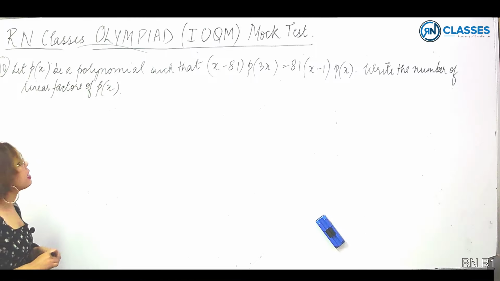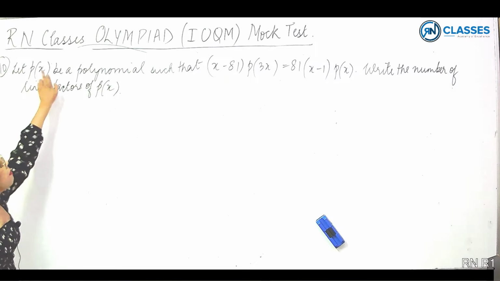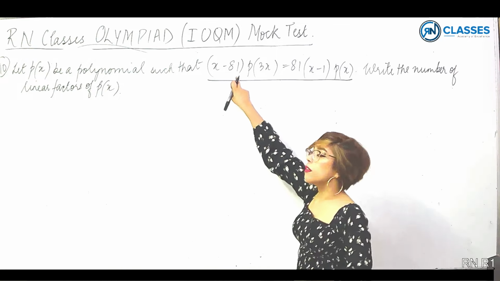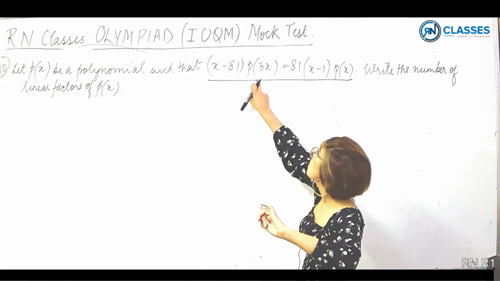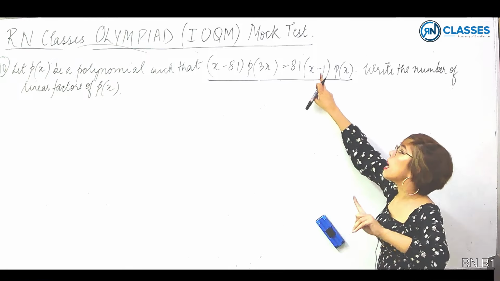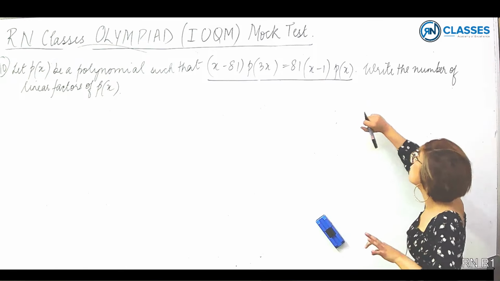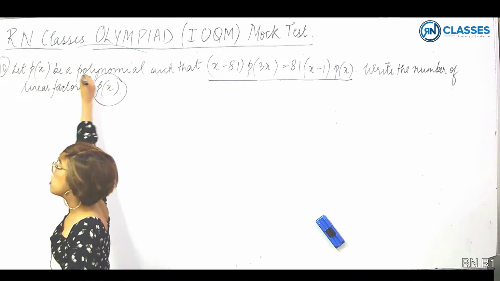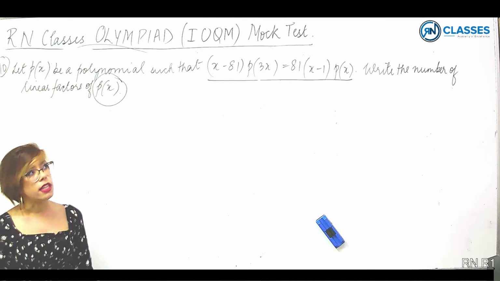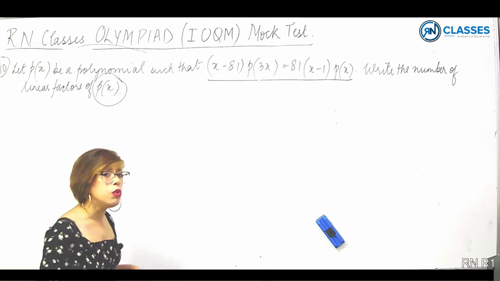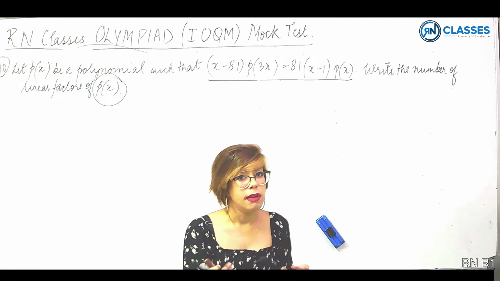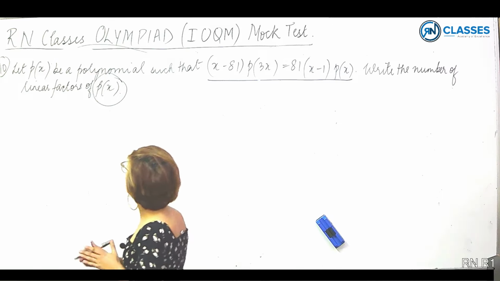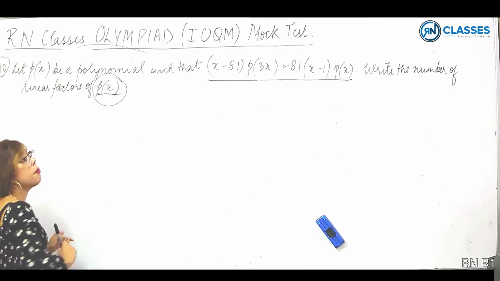Alright, on to the next one. He says let P of x be a polynomial such that this relationship holds: x minus 81 into P of 3x equal to 81 into x minus 1 into P of x. Now he says write the number of linear factors of P of x. Right? Linear factors. Now provided I can get to know the polynomial itself, I can write the number of linear factors. Right? So let me talk about P of x, the polynomial itself.